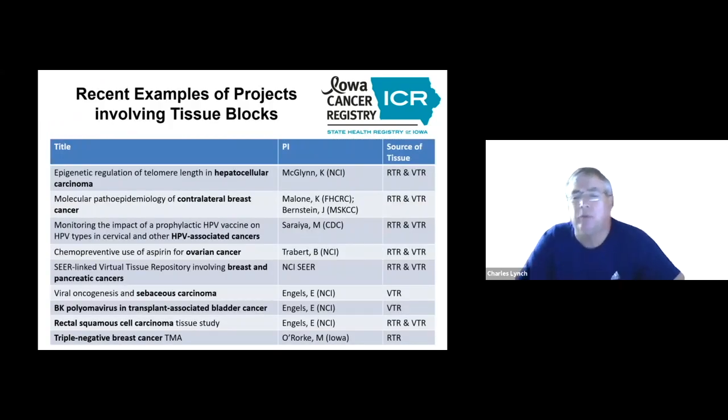So here's some examples of studies that have gone on. We've done tissue on liver cancer, on breast cancer, on HPV-associated cancers, ovarian cancer, pancreatic cancer, a rare tumor, sebaceous carcinoma, but we were looking for viral etiology of these sebaceous carcinomas. You can see a lot of our researchers are not at the University of Iowa. There are some examples of where they are, but many of them are coming from the National Cancer Institute and from other universities, the Fred Hutchinson Cancer Research Center and Memorial Sloan Kettering Cancer Center. And we use RTR and VTR for some studies, sometimes just the RTR, other times just the VTR.